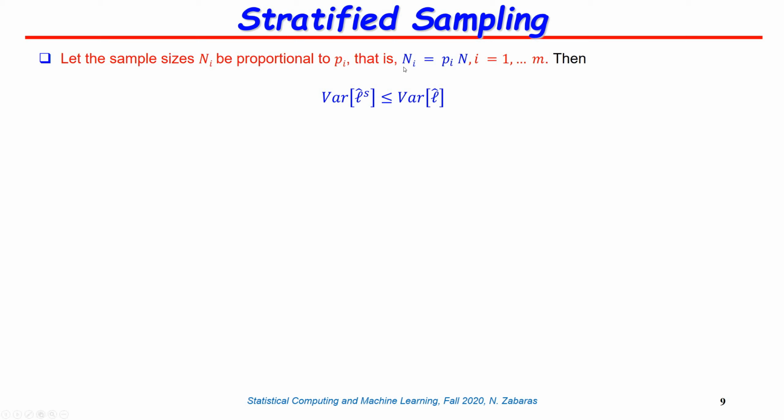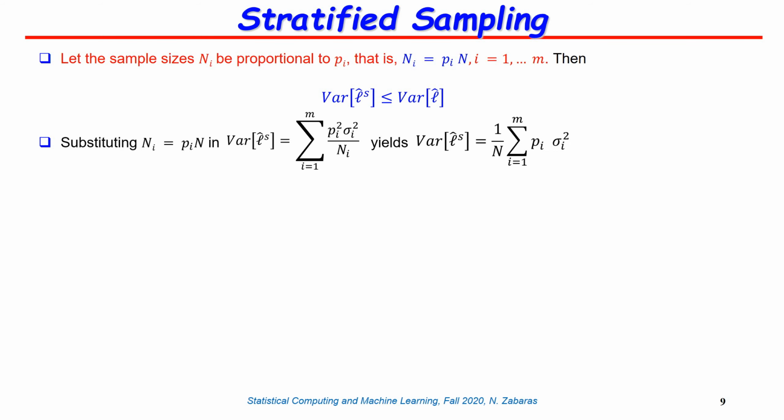You can actually show that if you are going to use n_i equal pi_i n, the variance of the corresponding stratified sampling Monte Carlo estimator is less than the variance of the Monte Carlo estimator of L. And the proof is rather straightforward. If you substitute n_i equal pi_i times n in the general formula we had for the variance of the stratified Monte Carlo estimator, what you get is that the variance of this estimator becomes 1 over n times the summation of pi_i sigma_i squared, with simple substitution. Okay, so now how do we prove this condition?